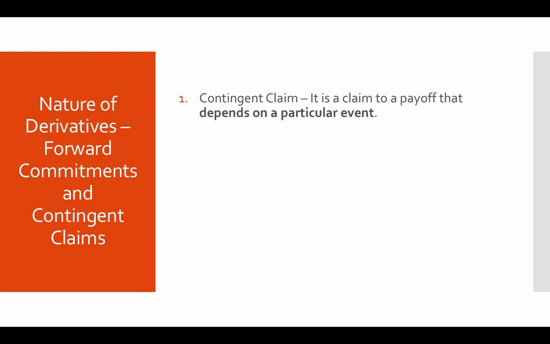A contingent claim is a claim to pay off that depends on a particular event. What this means is there is a certain payoff which happens, that is, you either receive or you pay a certain amount when an event occurs.